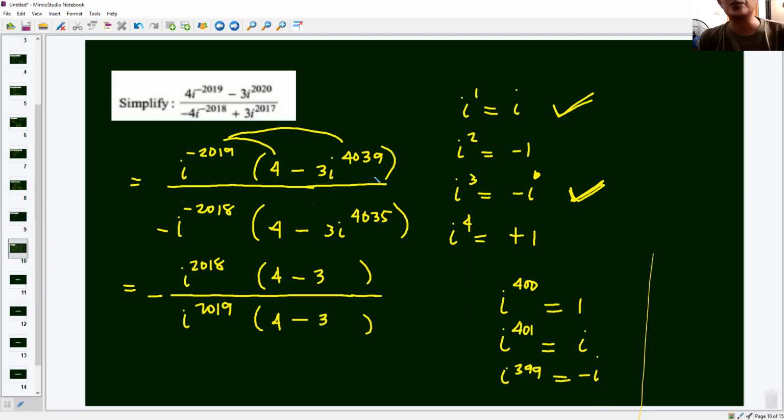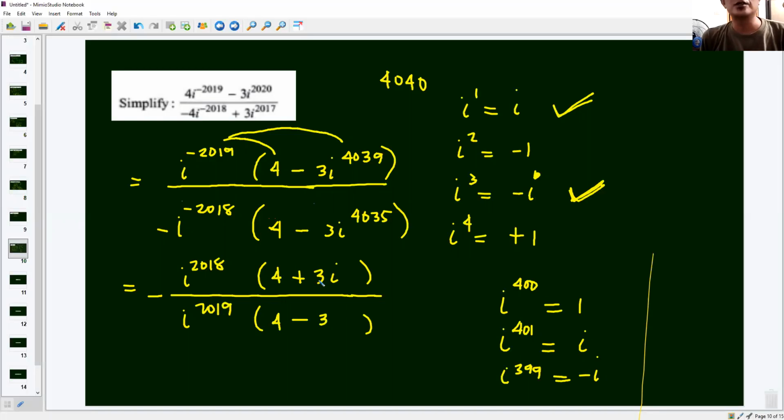So tell me, what is 4039? This is before a power of 4. Tama ba? 4040 is a power of 4. Kaya mangyayari dyan, is it an i or a negative i? So it's a negative i. So magiging plus 3i ito.